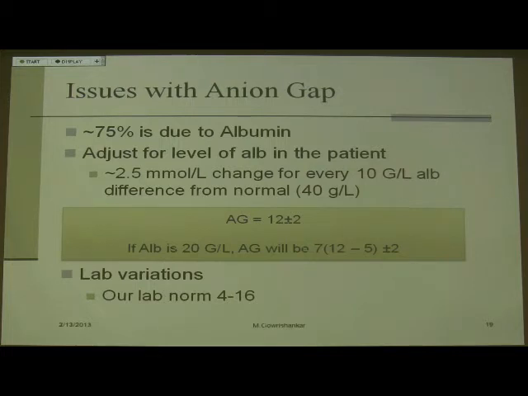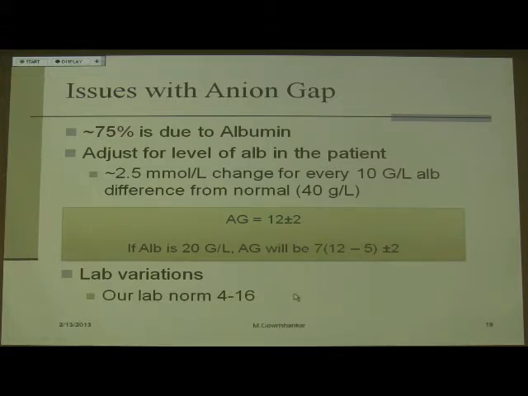So having done different studies and looked at human studies as well as animal studies, this seems to be the change that happens when you have a change in albumin. So if you assume your normal albumin level to be 40 grams per liter, for every 10 grams drop in albumin, the anion gap is going to drop by 2.5 millimoles per liter. So for example, if somebody had an albumin of 20 instead of 40, their anion gap, instead of being 12 plus or minus 2, is going to be 7 plus or minus 2.